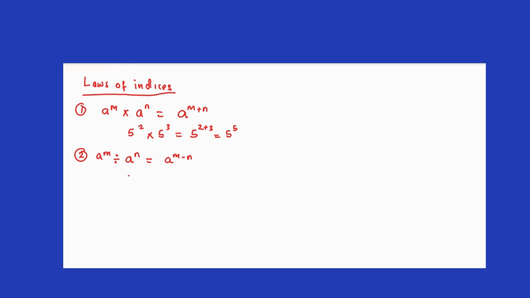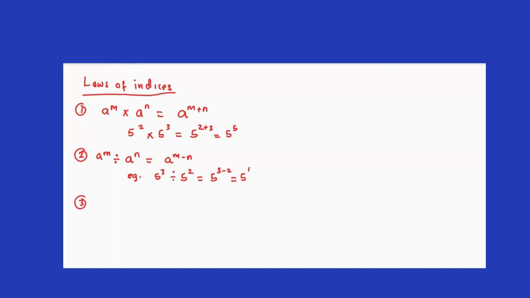In this case, for example, we can talk of 5 raised to power 3 divided by 5 raised to power 2, and this will be equal to 5 raised to power 3 minus 2, which is just equal to 5 raised to power 1. Mathematics made easier there with the laws of indices.